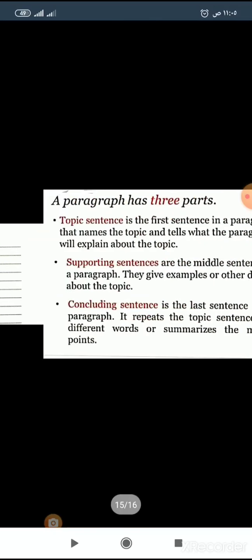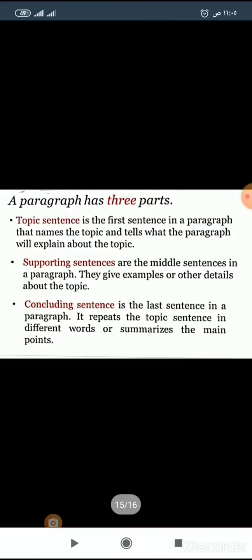The last exercise, write a paragraph of 90 words on your usual day. Before writing a paragraph, here are some advices for you. A paragraph has 3 parts: topic sentence, supporting sentences, and concluding sentence. Topic sentence is the first sentence in a paragraph that names the topic and tells what the paragraph will explain about the topic.